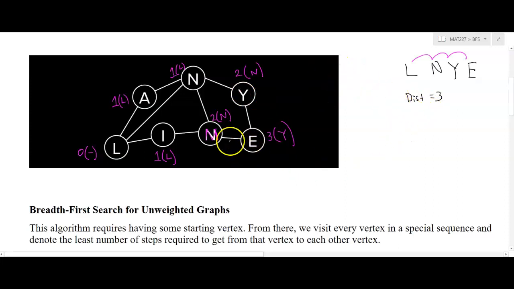The shortest distance to M, coming from L, well, let's backtrack. The most recent neighbor was N. N's most recent neighbor is L. And so L to N to M, that's our distance of 2. And you can once again see here that that's a walk of length 2.